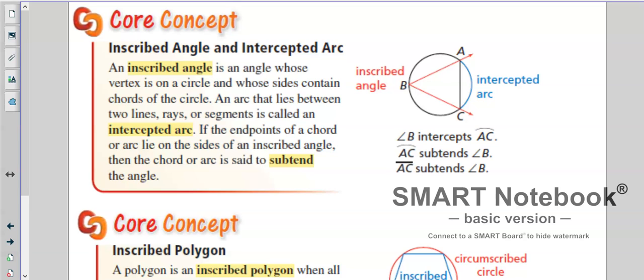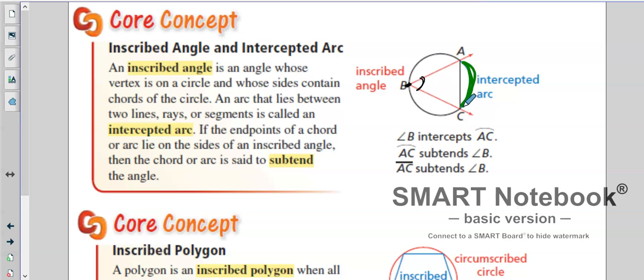An inscribed angle is an angle whose vertex is on a circle. So, in ABC here, this angle here, the vertex B is on the circle. And the sides AB and AC are chords. The arc that lies between the two lines, rays, or segments is called the intercepted arc. So we're talking about this piece right here, not the black line, this arc of the circle.